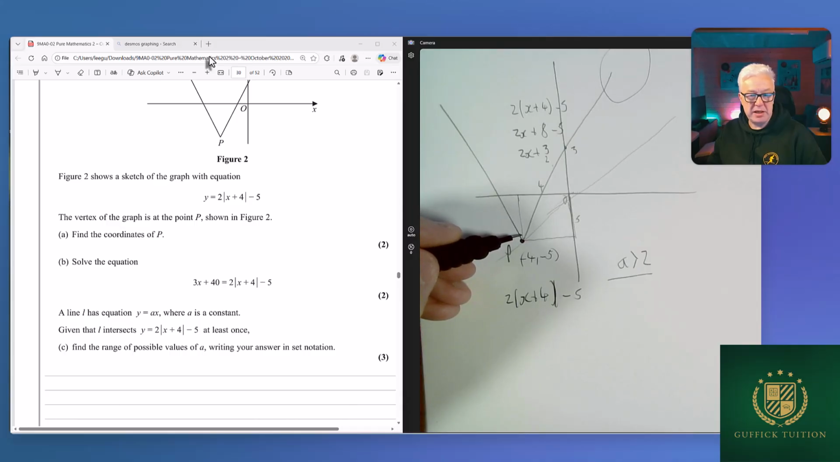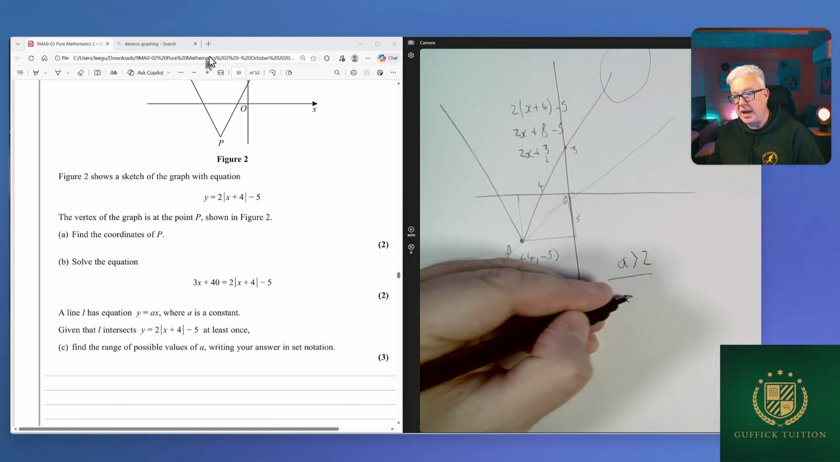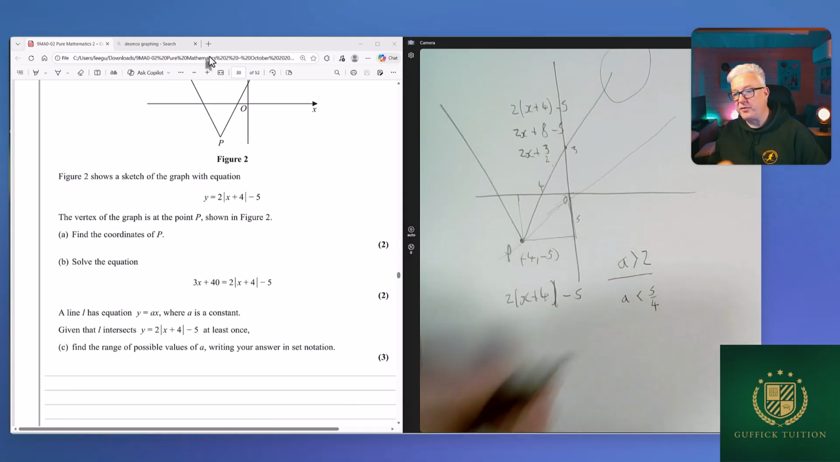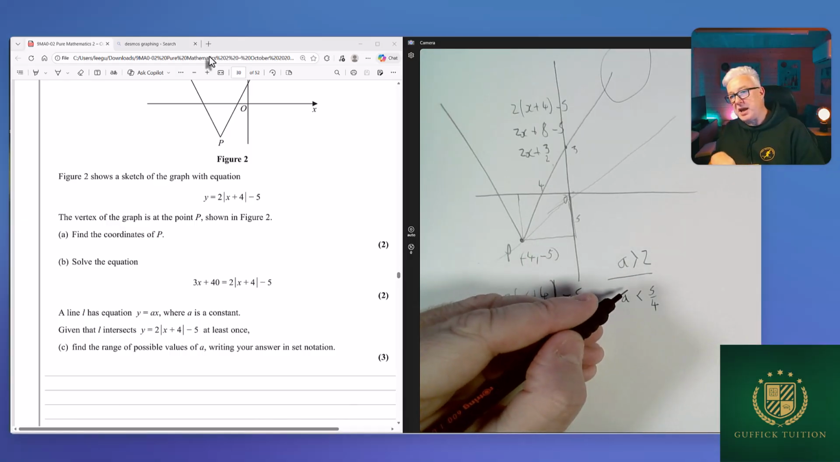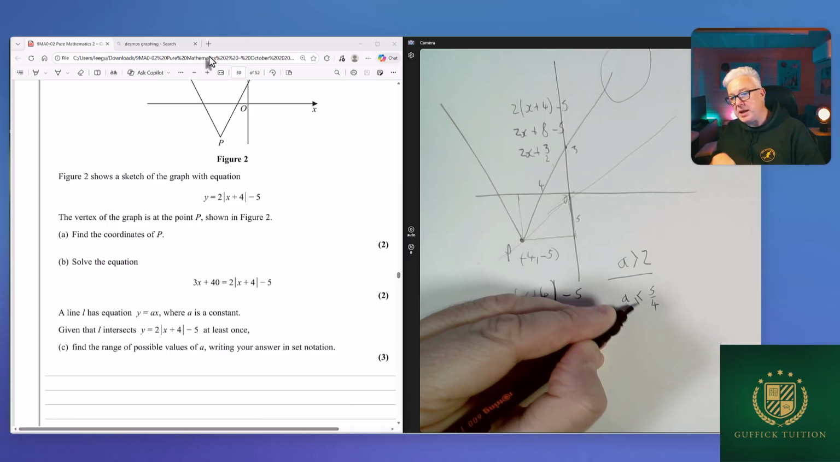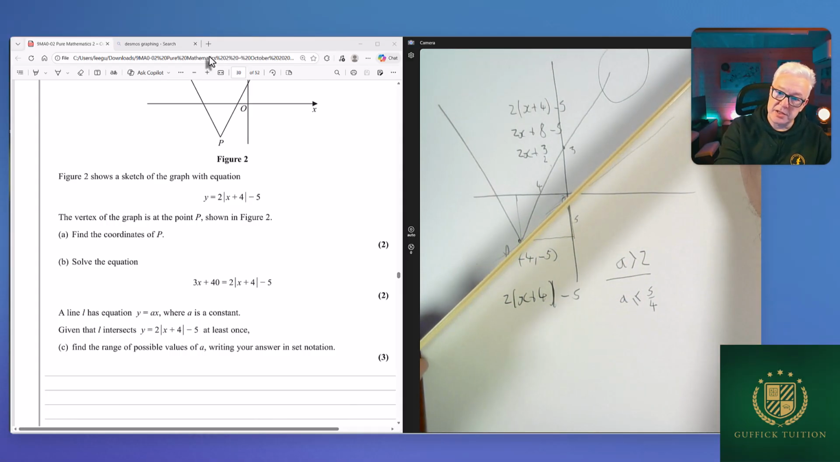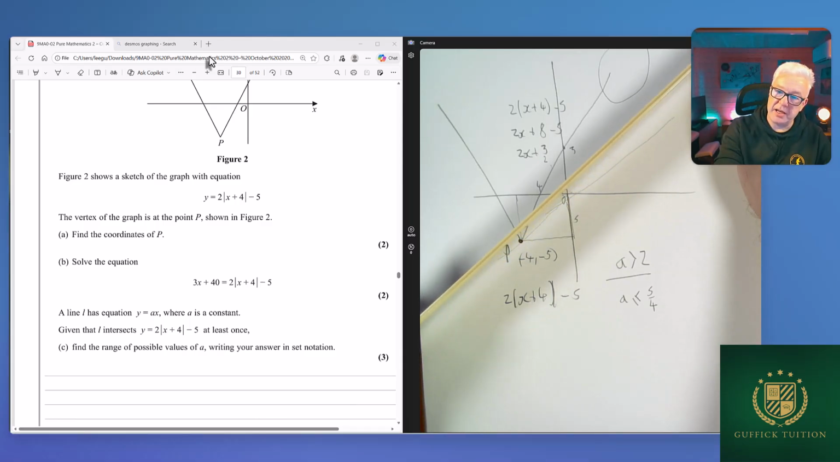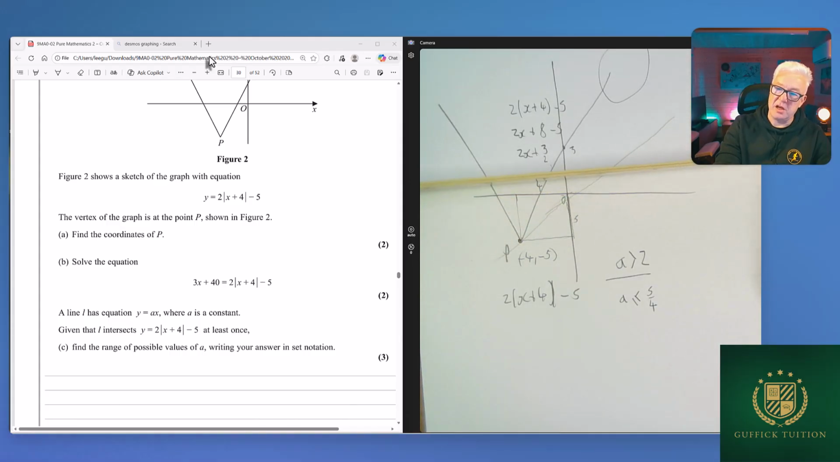So what we need is the gradient to be less than that. So a has to be less than 5 over 4. Because if a is less than, now what does it say? It intersects at least once. So we can say that it has to be less than or equal to, because when it's equal to, we have that one solution. So when the gradient is equal to 5 over 4, we intersect just once. And if the gradient is any less than that, then it intersects twice. So that's fine. Okay, so that's our range of values.